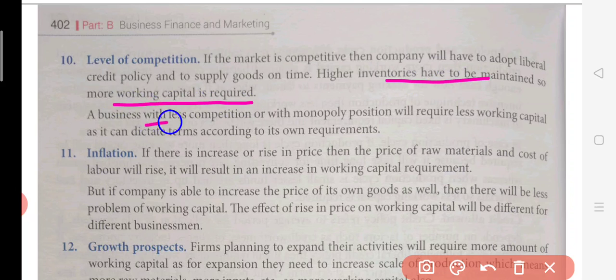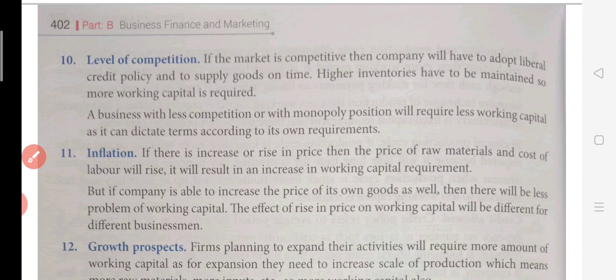But if a business has less competition, suppose competition is very less, in this case what will happen? Your requirement of working capital will be low because you will be having a monopoly position in the market. So in such a case, your working capital requirement will be less.